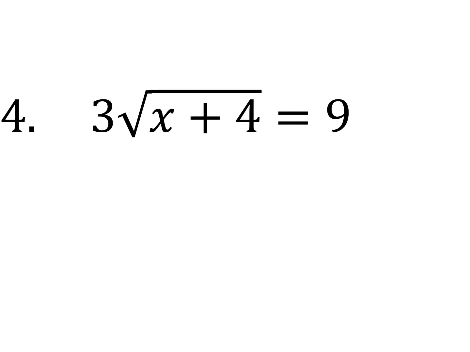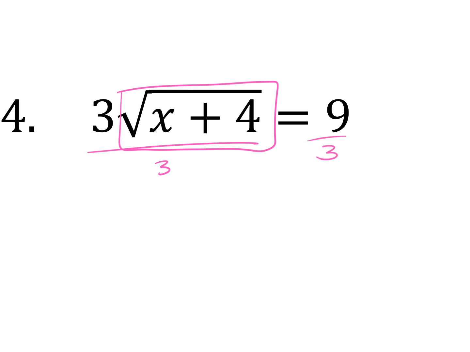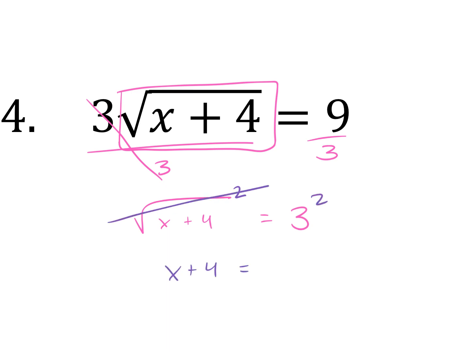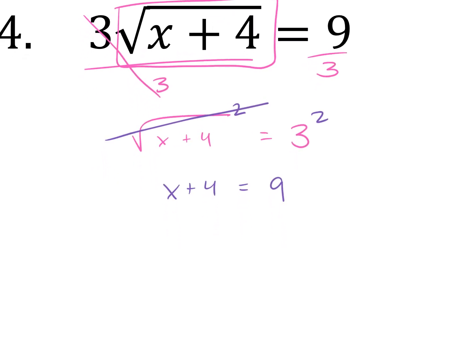Whenever we have a radical, we want to isolate our radical. Get it all by itself. So what should I do first? Divide by 3. So the square root of x plus 4 is equal to 3. What would we do next? Square both sides to get rid of the square root. So x plus 4 is equal to, what's 3 squared? 9. And next, subtract 4. So x is equal to 5.